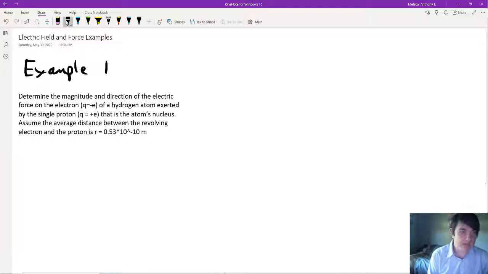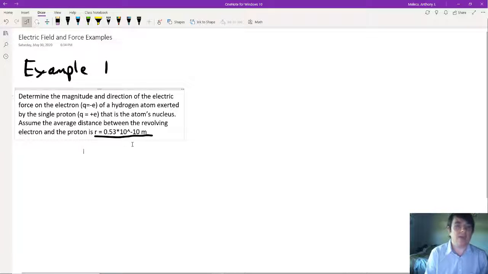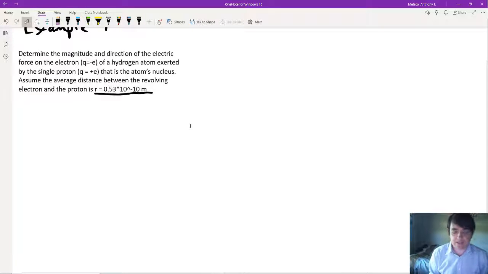This one asks, determine the magnitude and direction of the electric force on the electron, which gives us the charge, minus e, of a hydrogen atom exerted by the single proton, Q equals plus e, that is the atom's nucleus. And we have an average distance that it tells us to assume here, because orbits of an electron are not constant, right? But they tell us there's an average distance here, and so we'll be using that, 0.53 times 10 to the minus 10.